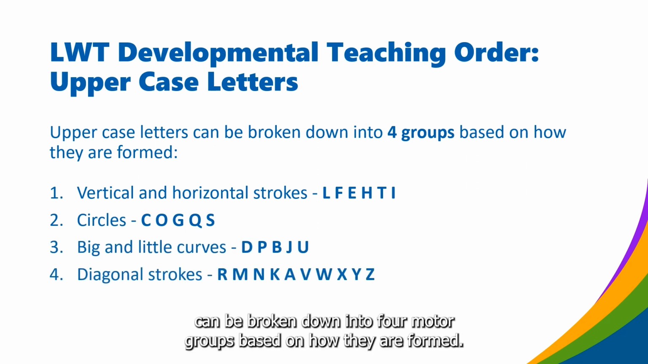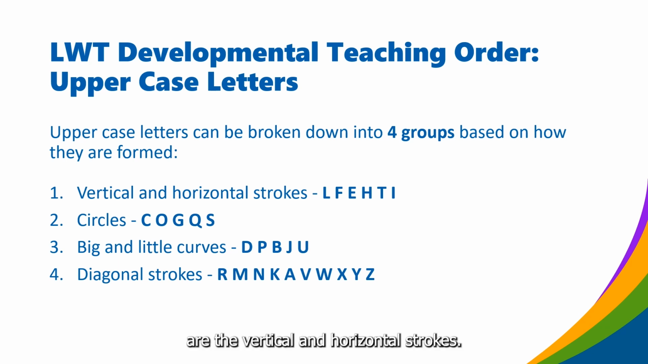Uppercase letters can be broken down into 4 motor groups based on how they are formed. The first are the vertical and horizontal strokes. Second, circles. Third, big and little curves. And fourth, diagonal strokes.